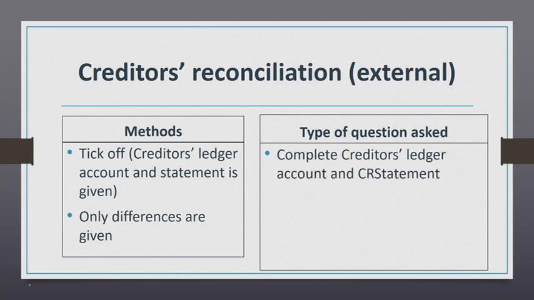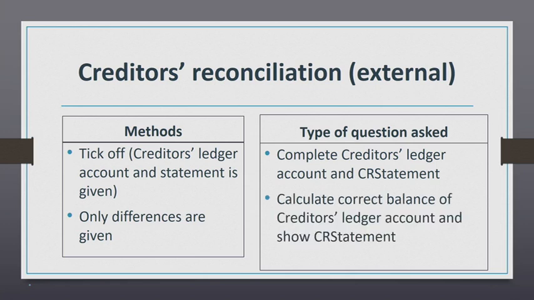The type of questions asked: you have to complete the creditor's ledger account and the creditor's reconciliation statement. So you show the full creditor's ledger account. Or the second option, you only have to calculate the correct balance of the creditor's ledger account and then show the creditor's reconciliation statement. And the third possibility is then in table format. Like I said, this must be able to be done in grade 11 and it goes through to grade 12.